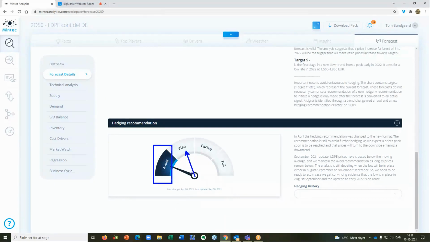So that's it. Now we're not starting an uptrend yet, but we're close. So start preparing a plan with your team. What should we do? How should we approach our suppliers? And then it would move either to partial or to full. And that's where you need to squeeze the trigger. You will get a notification when it changes to plan, and you'll get a notification when it changes to either partial or full. So once you get a mail, something is up and you need to take a look.